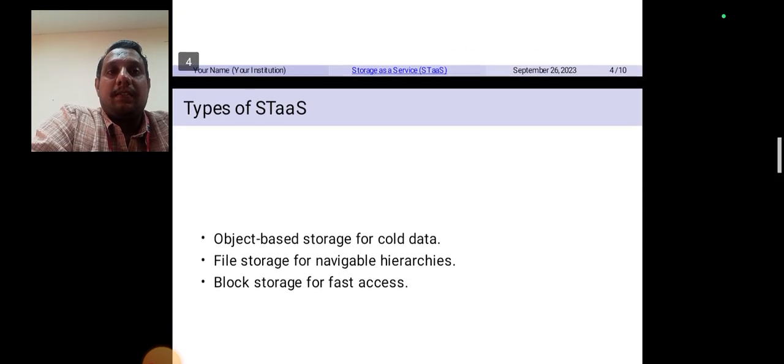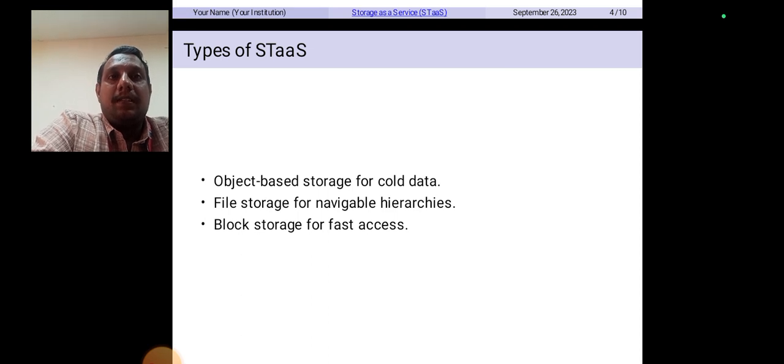Types of storage as a service. There are three types of storage as a service available: object based storage for cold data, file storage for navigable hierarchies, and block storage for fast access.